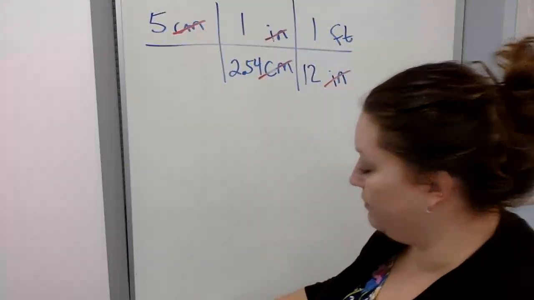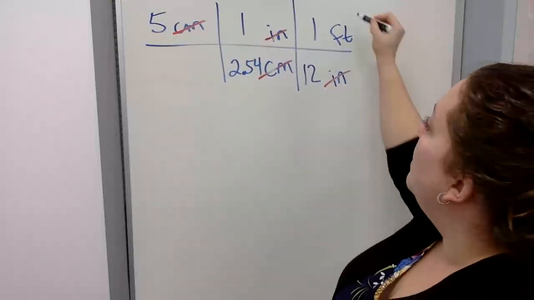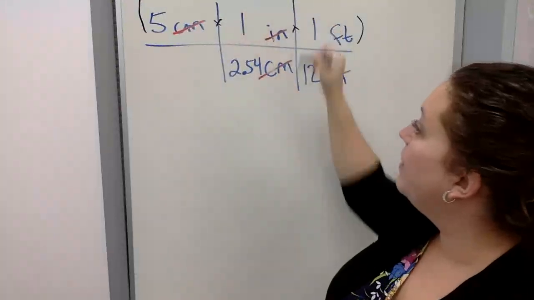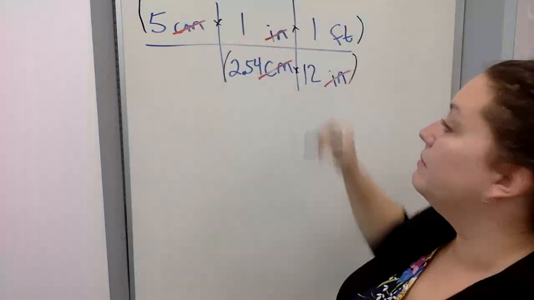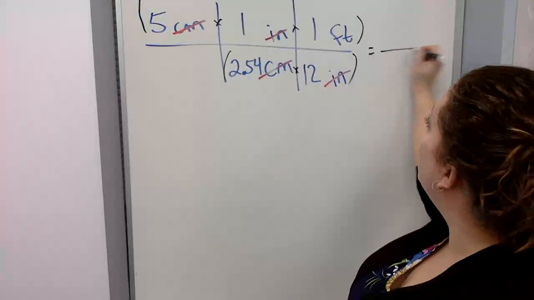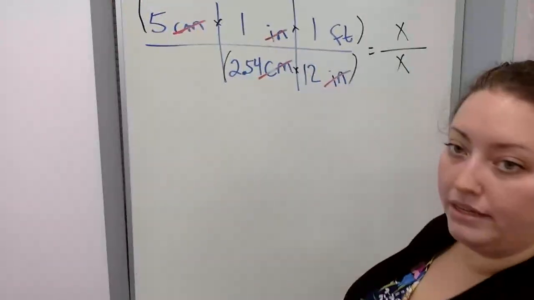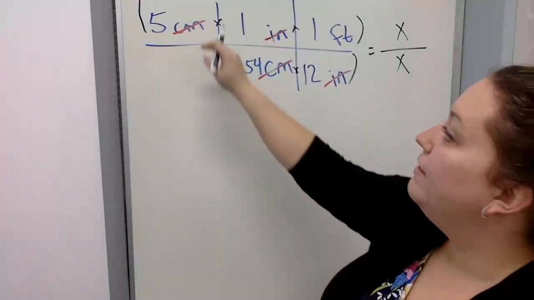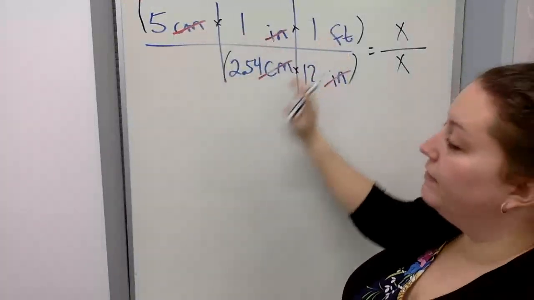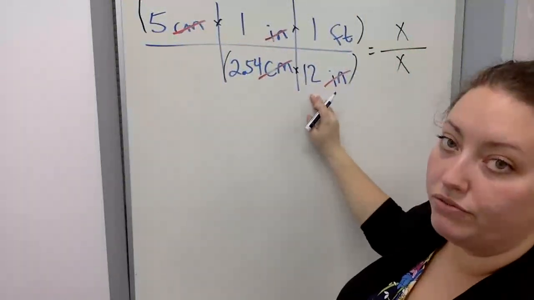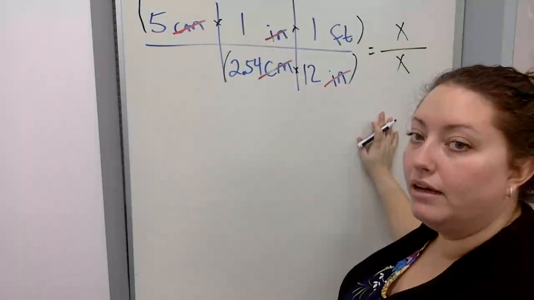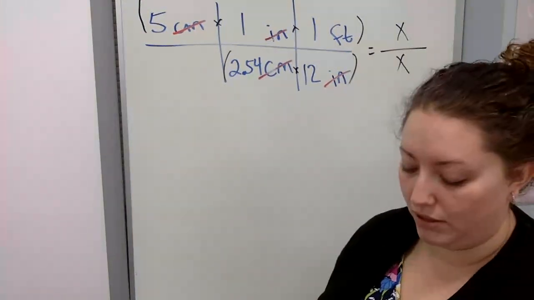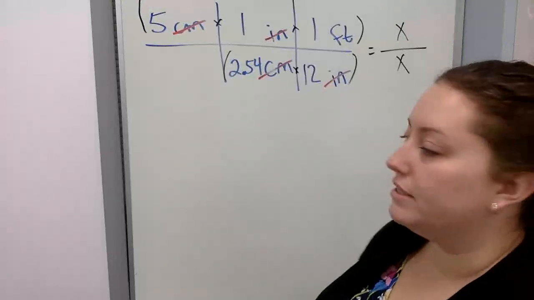So what you're going to do to solve is take everything on the top and multiply it. So all these will be multiplied. And then you take everything on the bottom and multiply it. So you end up with something over like this, and you'll divide that for your final answer. In this case, you'd have 5 times 1 times 1 divided by 2.54 times 12. And that's going to give you how many feet are equal to 5 centimeters. Obviously it'd be a small number just because we know that feet are a lot bigger than centimeters.